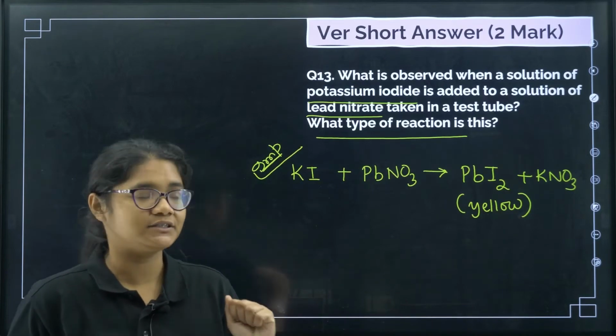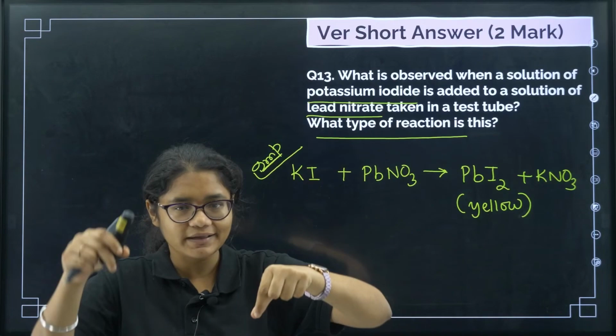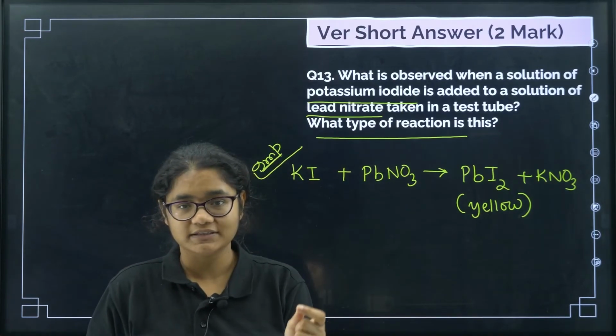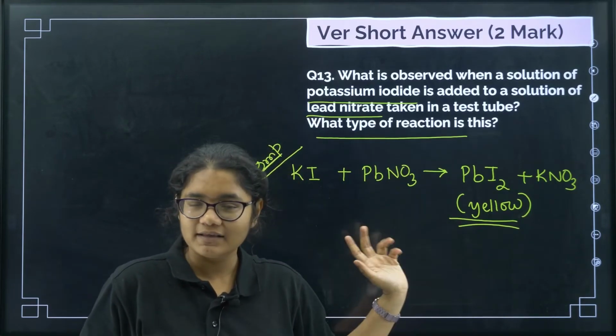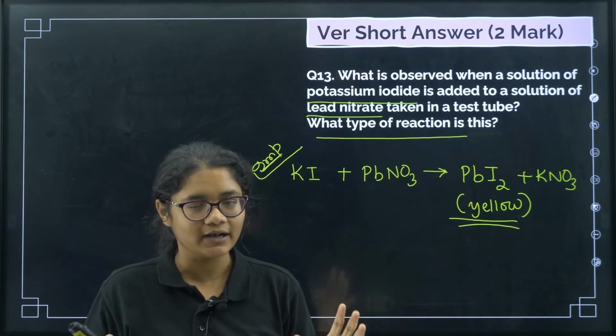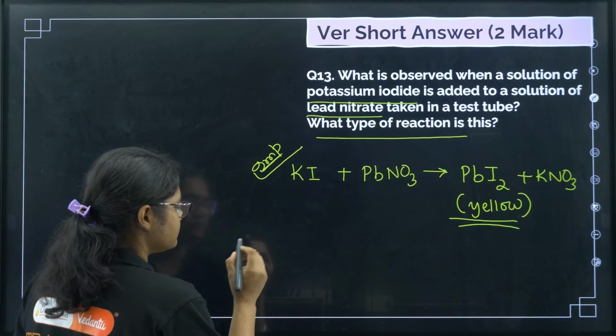No. What is the question asked? What is observed? What are you observing? You have just mixed these two things. You cannot see this reaction happening. What is your observation? The observation is that a yellow precipitate is formed. So if you write this reaction, I cannot say it is exactly correct, it is somehow okay, but that is not the good answer. What should be your answer for this one?